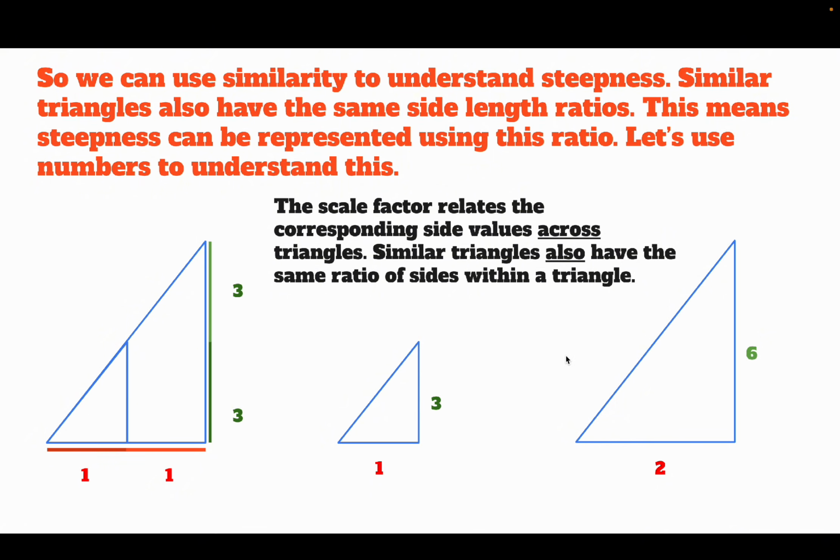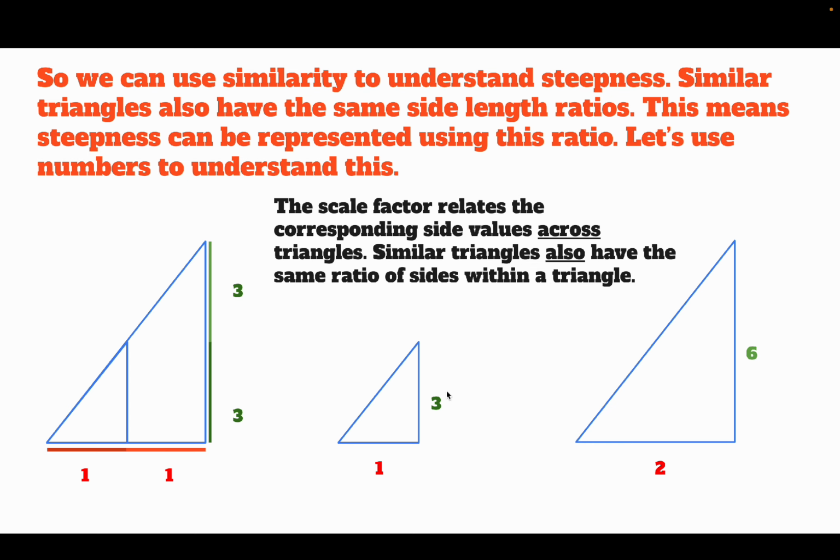Now, similar triangles also have the same ratio of sides within a triangle. So instead of going across, we can go in the triangle. Let me show you that. 3 divided by 1. Okay, I'm making a ratio between the sides in the same triangle. That's 3. If I go to those same corresponding sides, green over red, 6 divided by 2, I also get a ratio of 3. So it's not a coincidence that these similar triangles have the same steepness and the same ratio of height to base. The ratio of height to base is the steepness, and it also is slope.